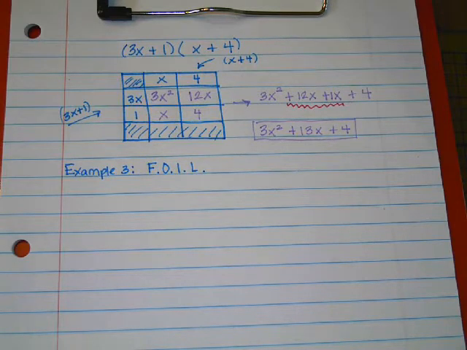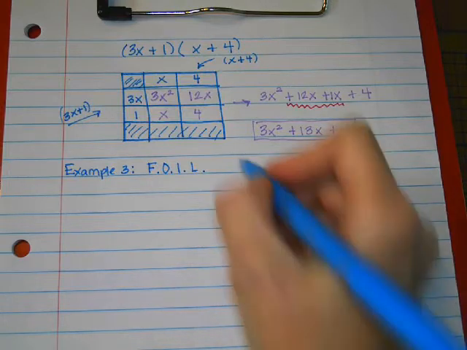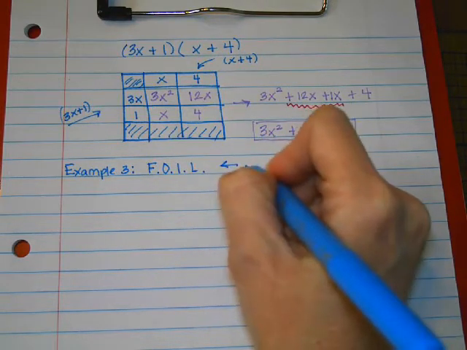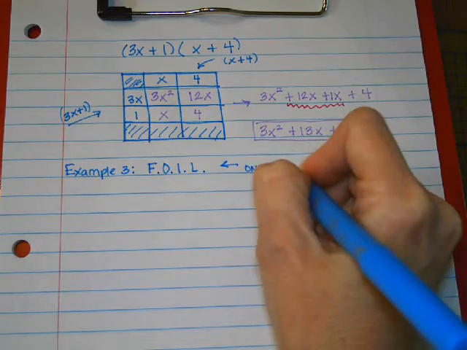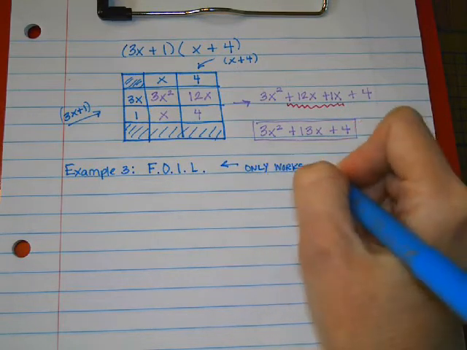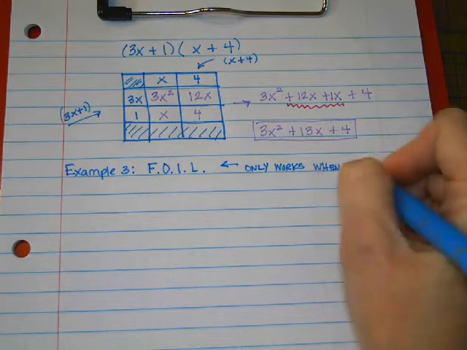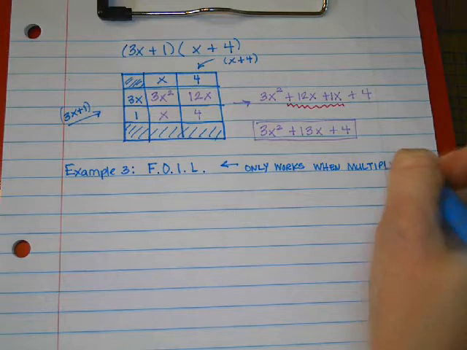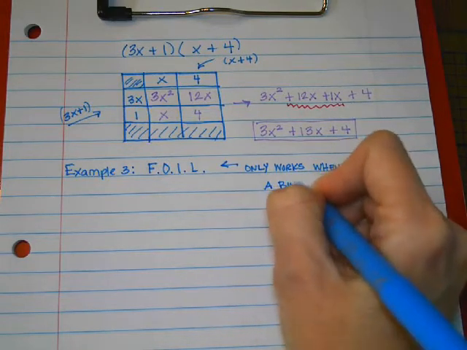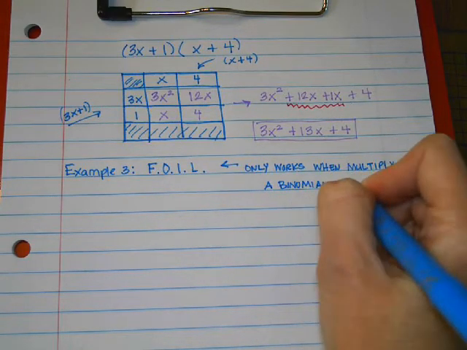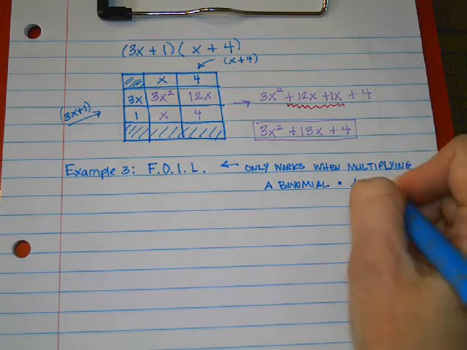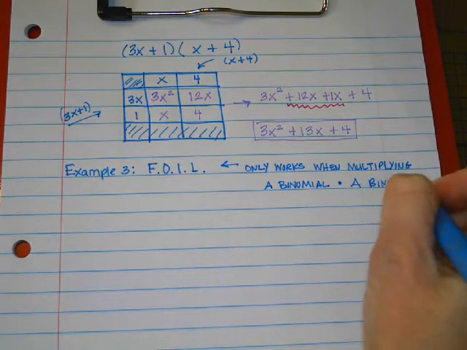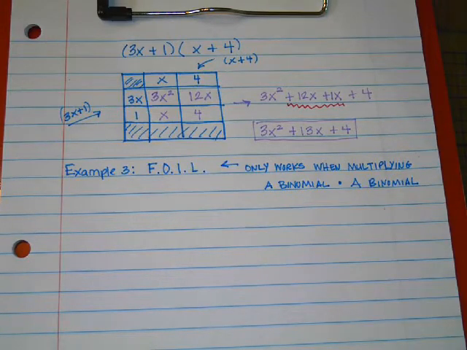Now, FOIL only works when you use this method only, it's very important, only works when multiplying a binomial times a binomial. That is the only time you can use FOIL. You cannot use it any other time. It does not work. All right.